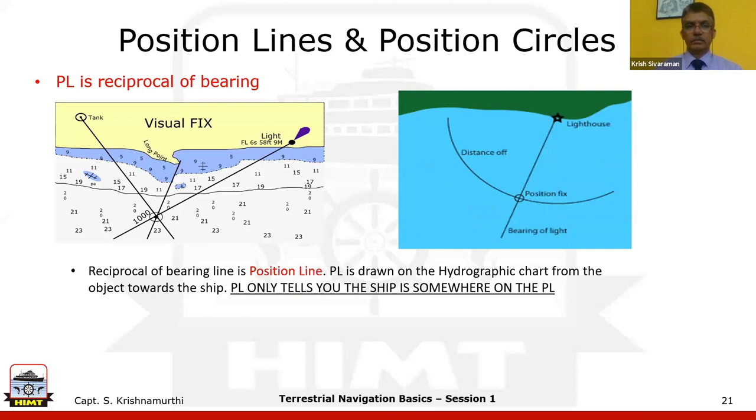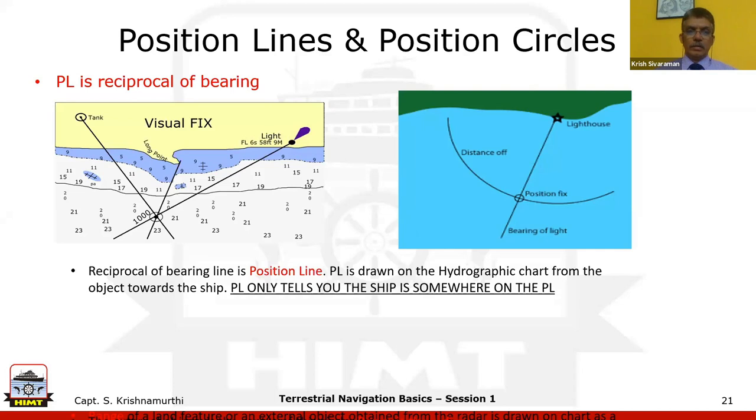140, sir. Yes, 320 minus 180, 140. Now, since the position line tells you only that you are somewhere on the line, it doesn't tell you where you are on the line. You need more than one position line to tell you where you are, to fix your ship.